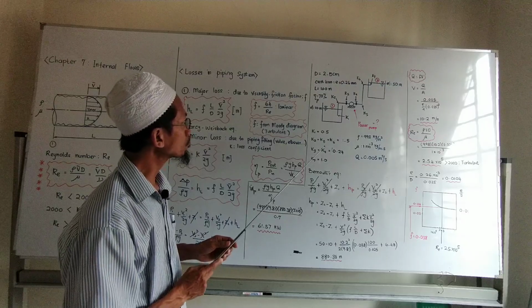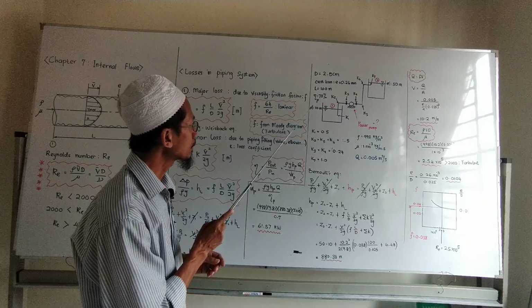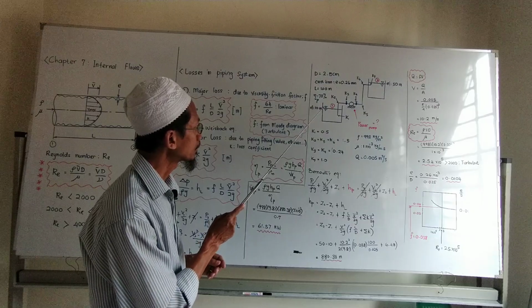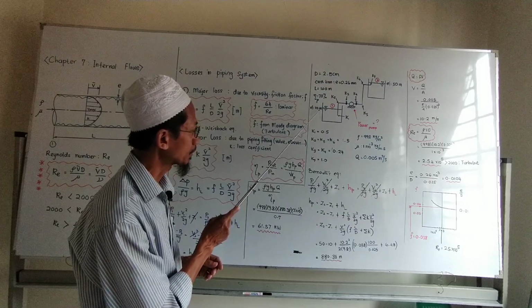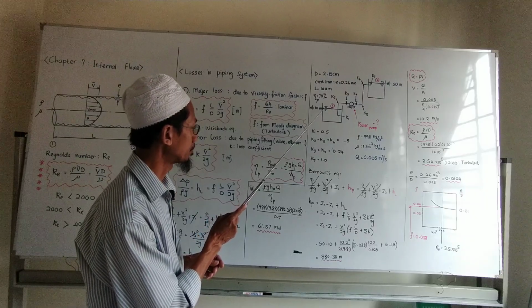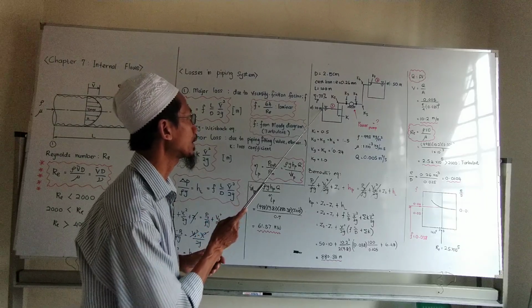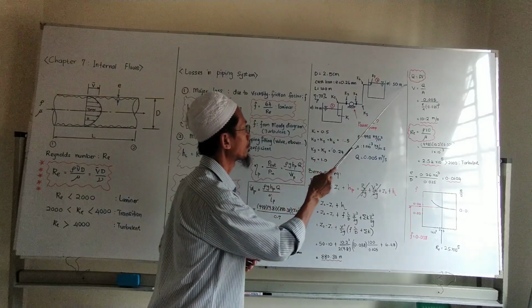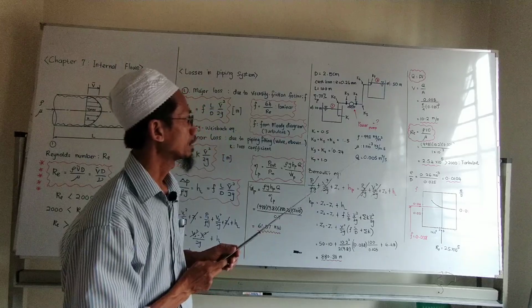The elevation, from the datum to the free surface at tank A, equals 10 meters, and the elevation at tank B equals 50 meters.